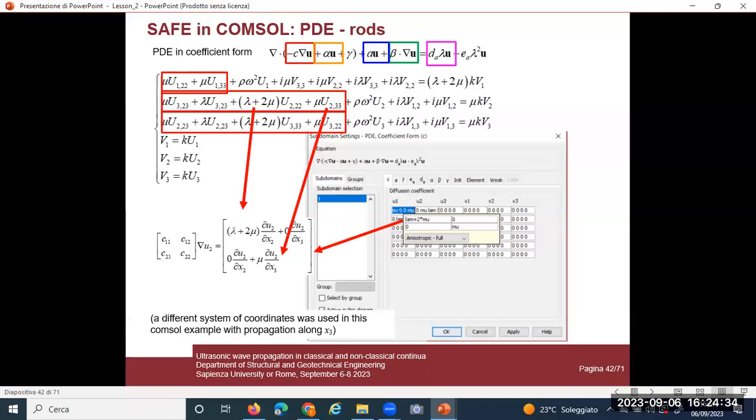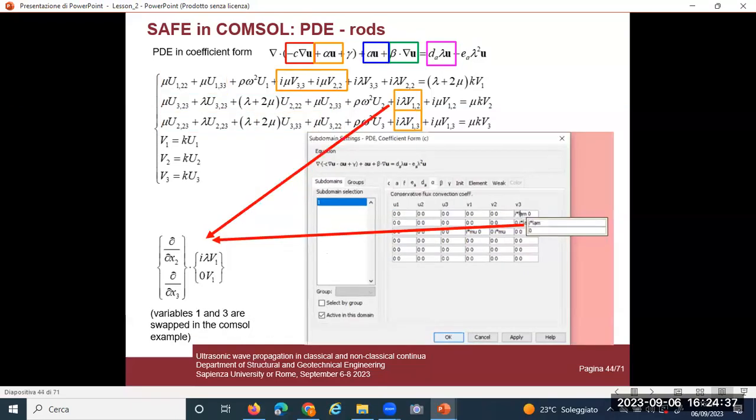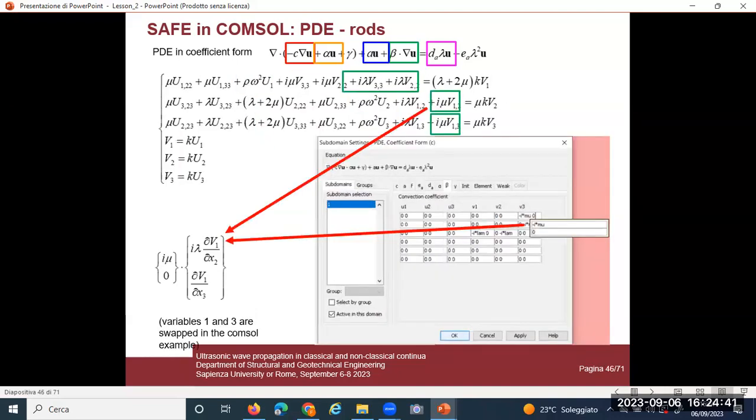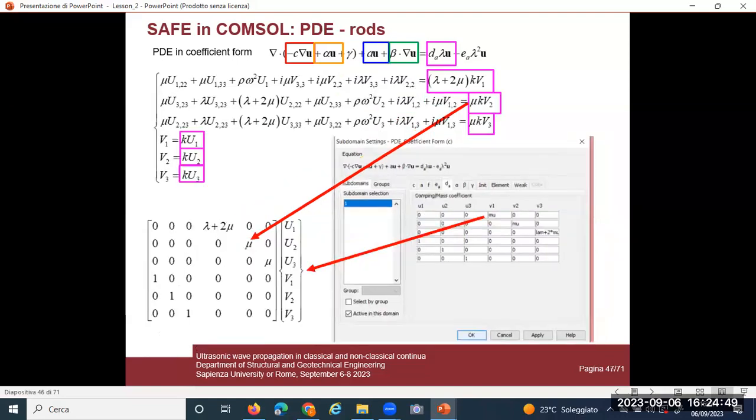Here, if you're interested, I have also shown how to implement these equations in COMSOL when you use the coefficient form. This is an old version of COMSOL, but anyway, the most recent ones do not change much.